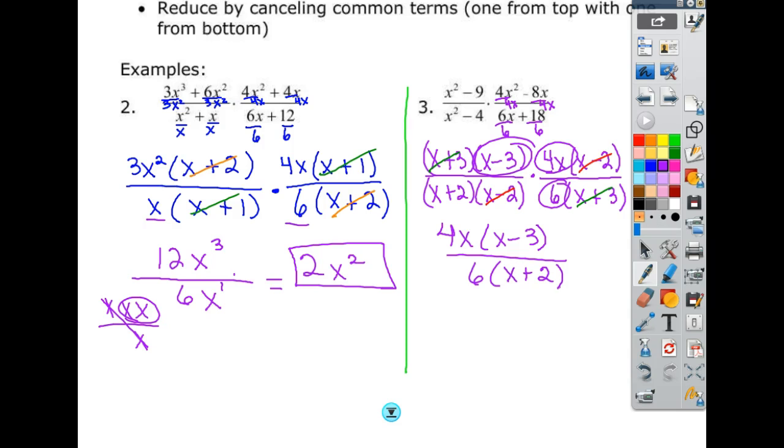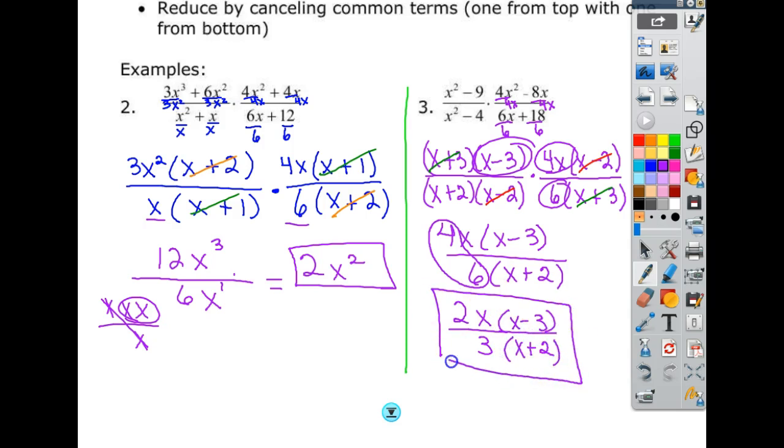Everybody see where I got that? Anybody lost? Have questions? What else can we do now? We can reduce the 4/6. How does 4/6 reduce? To 2/3. So even though we're multiplying, you don't really multiply across. I had some kids kind of trying to do that last period.